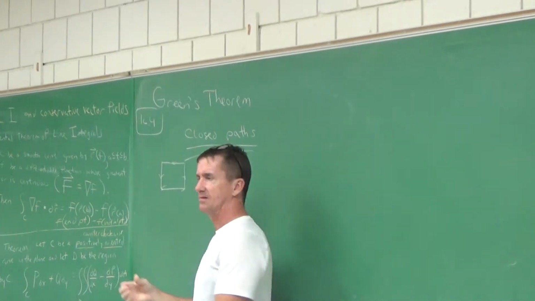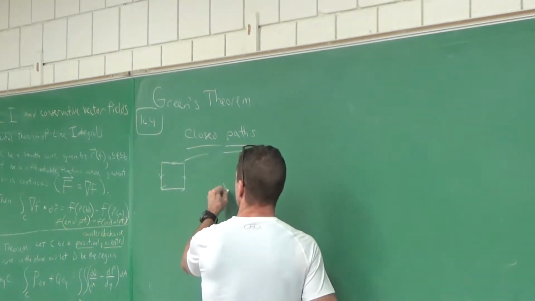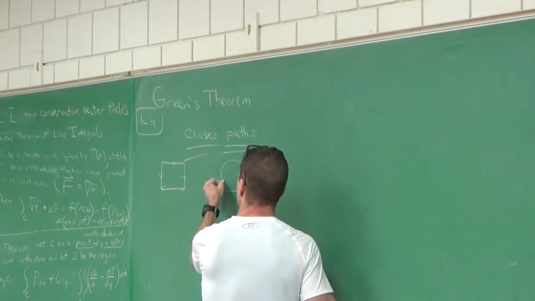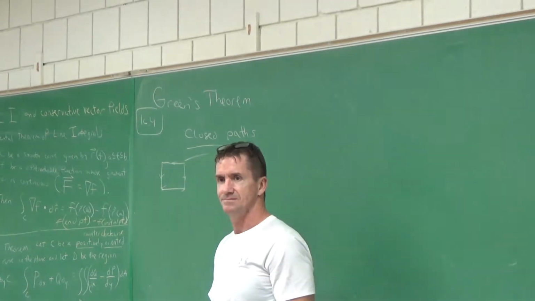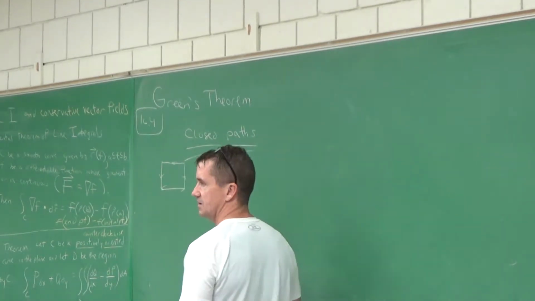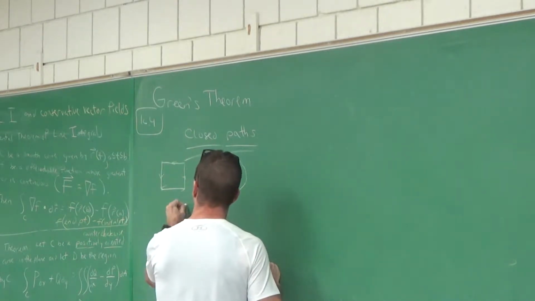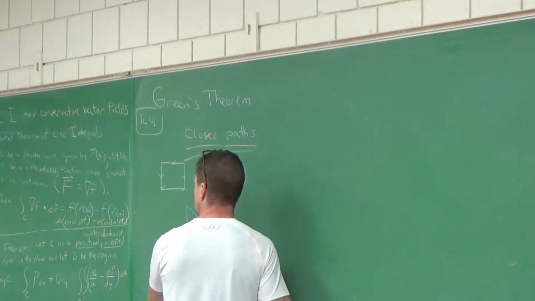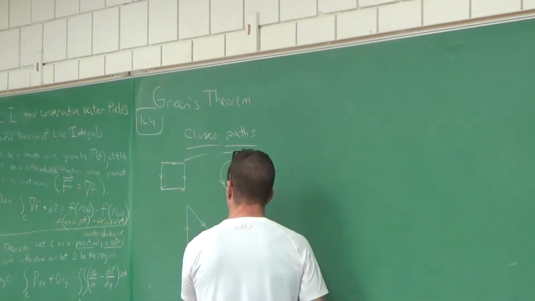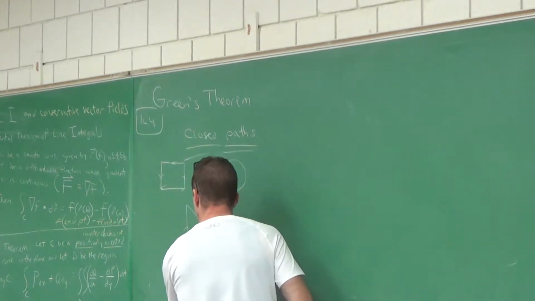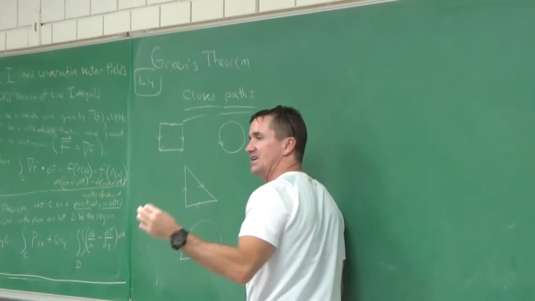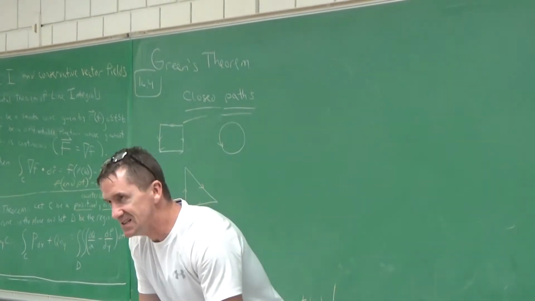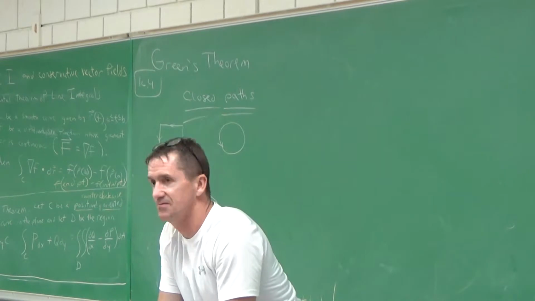What's another closed path? How about a full circle? Like that. That's a closed path. What's another one? A triangle? You went up here, you cut over here, and you came back there. I just want to give you some examples. Here's another one. You went over here, then you swung along a semicircle and came back here. These are all closed paths. Green's theorem is for these types of problems in vector fields.